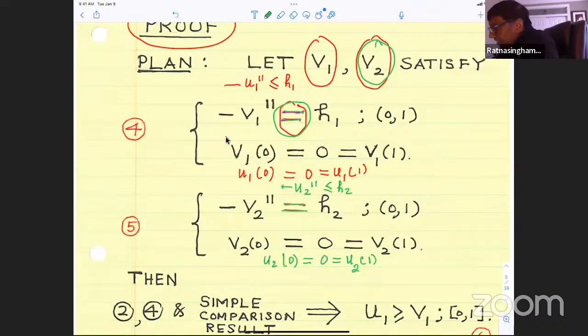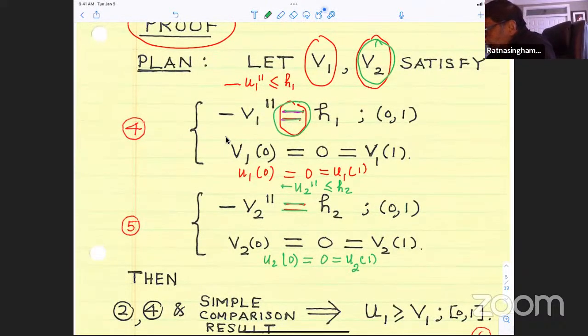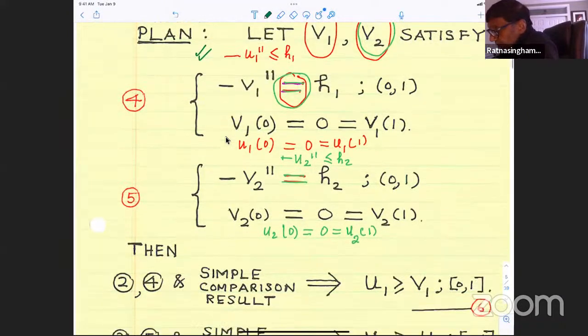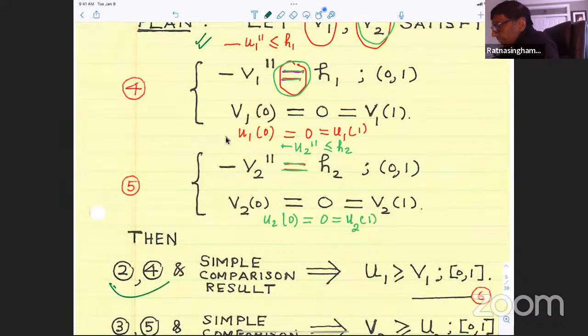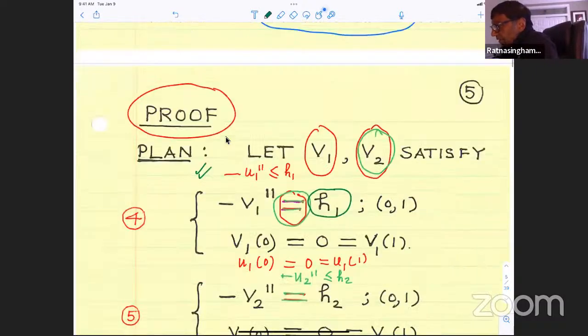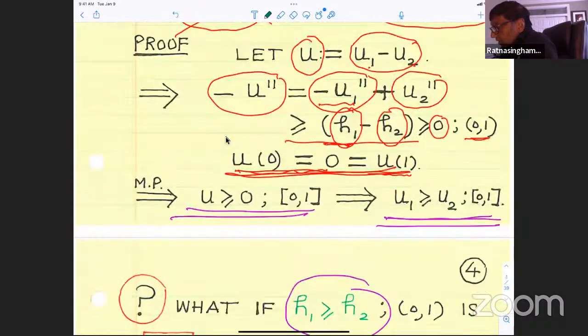okay, so if I just look at this U1 here and the V1, it's very simple to say, same argument that I used earlier. It's easy to compare these two. Minus U1 double prime is less than or equal to H1, and minus V1 double prime is equal to H1. So now if I use the simple comparison principle that I talked about earlier, you remember?